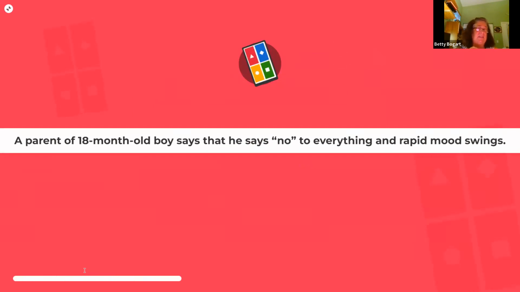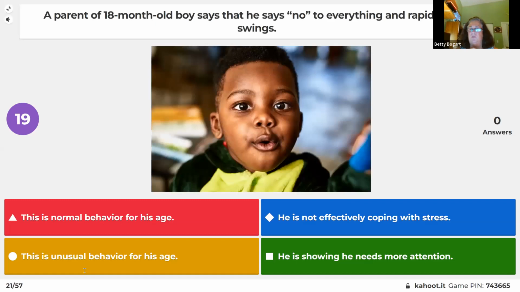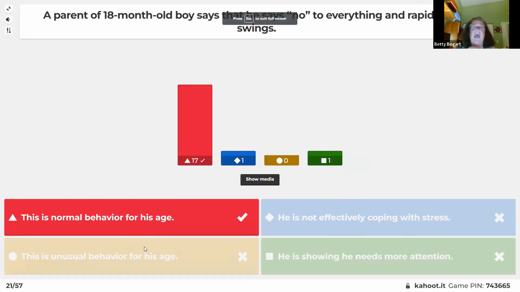A parent of an 18-month-old says that he says no to everything and has rapid mood swings. What do you think this is all about? Absolutely normal. No, no, no, no, me. They could be fine one second, and the next second they're on the floor having a temper tantrum. That's toddlers. Remember, blender without a lid on, everywhere.